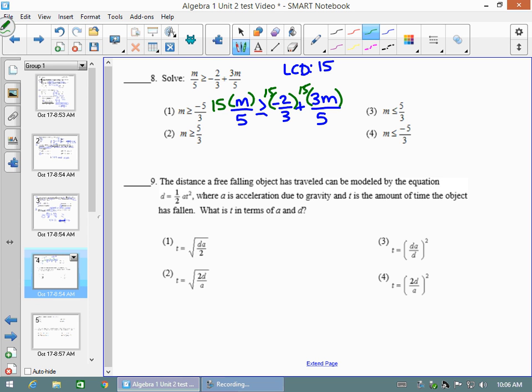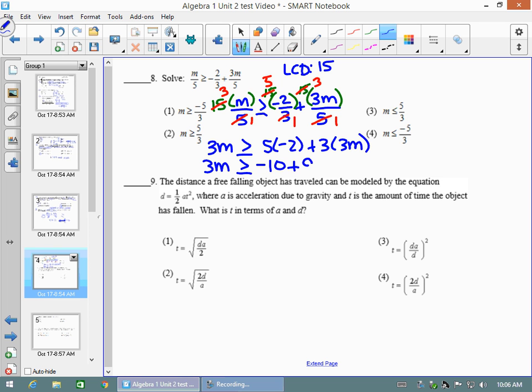Then what I need to do is now divide the numerators by the denominators. So 5 divides into itself once and into 15 3 times. 3 divides into itself once and into 15 5 times. And 5 divides into itself once and into 15 3 times. So if I rewrite what I have left, I have 3 times m, which is greater than or equal to 5 times negative 2 plus 3 times 3m. Okay, so I'm going to do a little simplifying here. 3m is greater than or equal to negative 10 plus 9m.